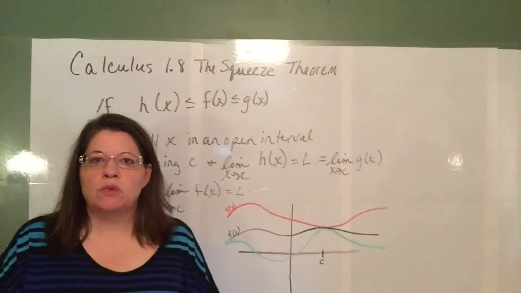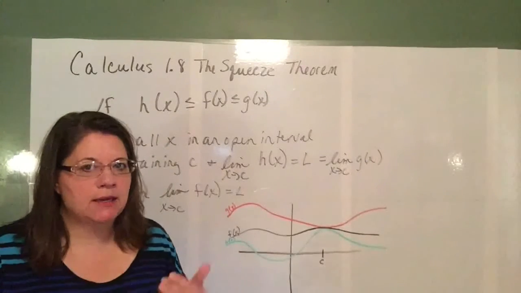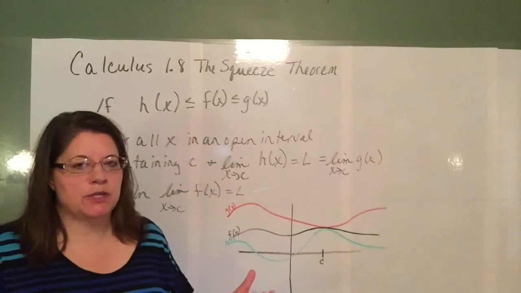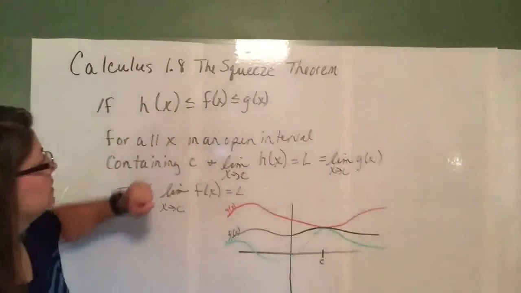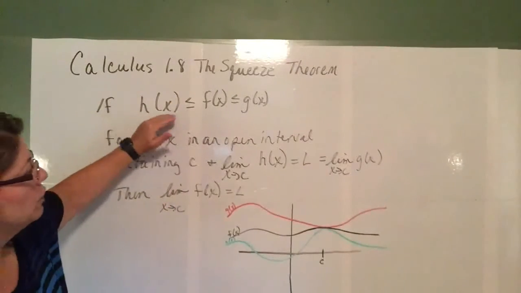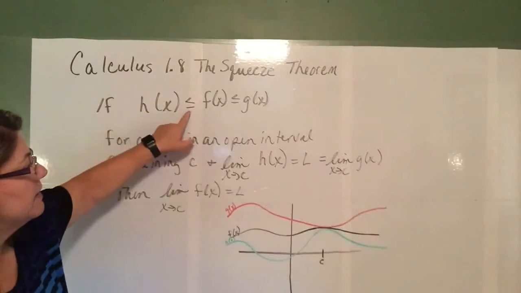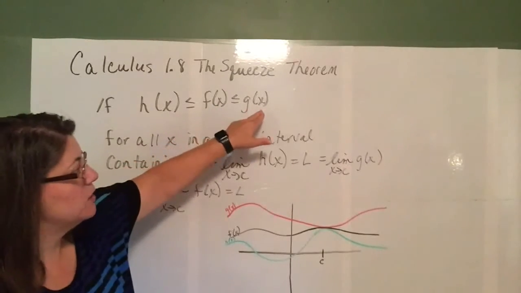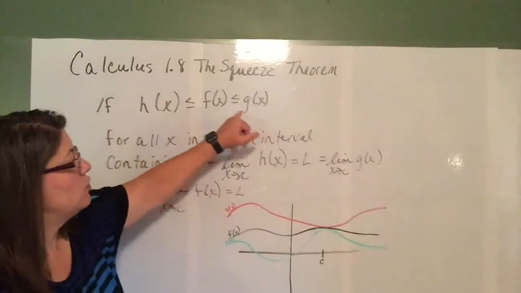This is AP Calculus 1.8, the squeeze theorem. The squeeze theorem is really common sense. It takes three different functions and graphs them. And they're telling you in the squeeze theorem that for your three functions, the h function is always less than the f function, and the f function is always less than the g function. So that means that the f function is between these two functions.